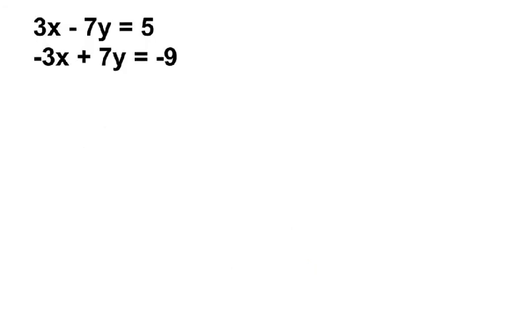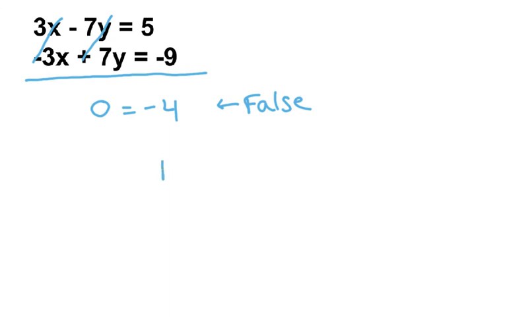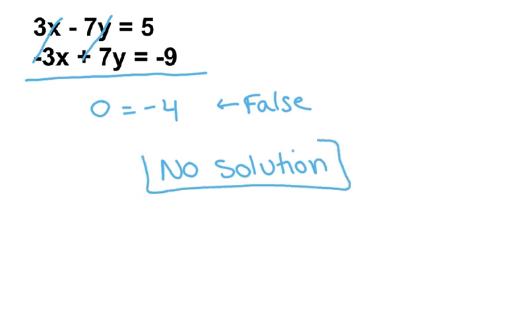Let's just take a look at a couple more examples. So here we should recognize that we can eliminate both the x and the y. Same coefficient but opposite sign, so I'm going to get 0 over here. 5 plus negative 9 is a negative 4. This is false. False statement. 0 does not equal negative 4, so this would be a no solution. Remember, that means that it's parallel on the graph.